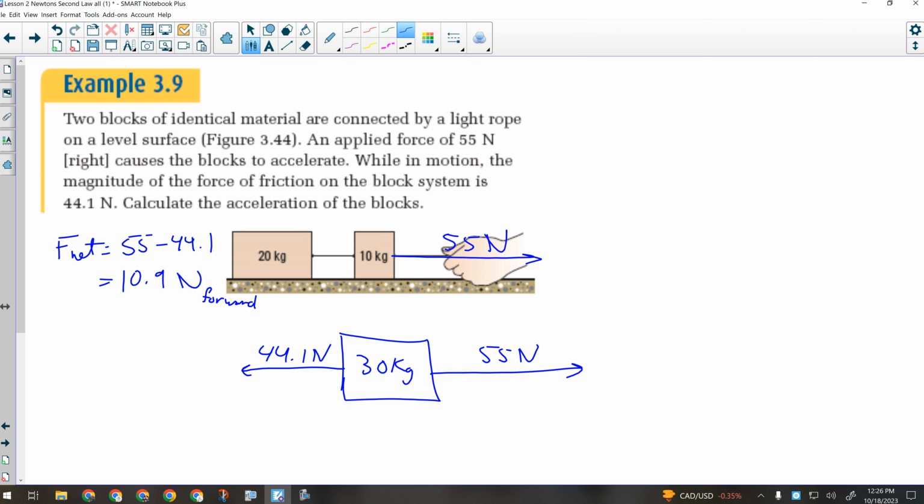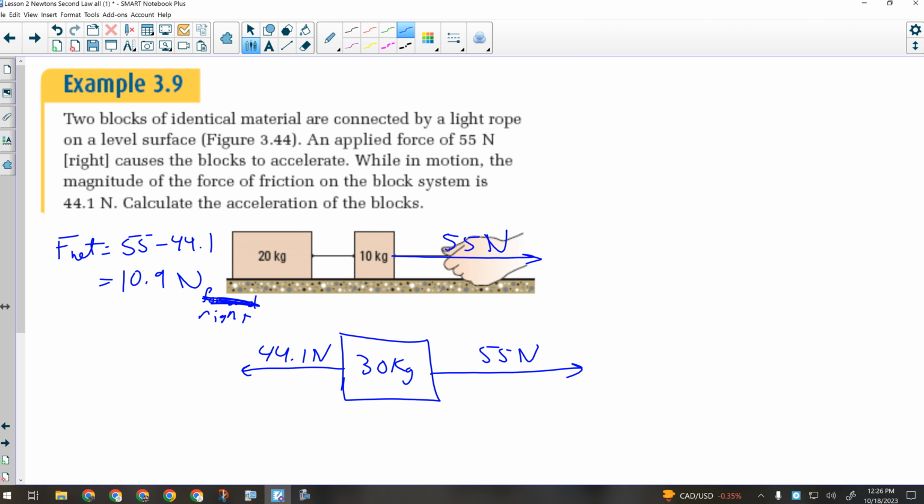All right, can I calculate the acceleration now? Could be forward or right. Oh, did it say right in the question? It said right, yes, sorry, absolutely, it should be right.